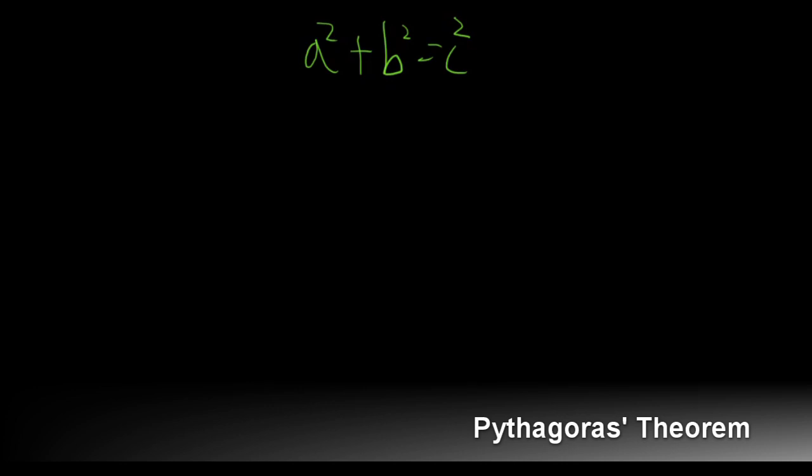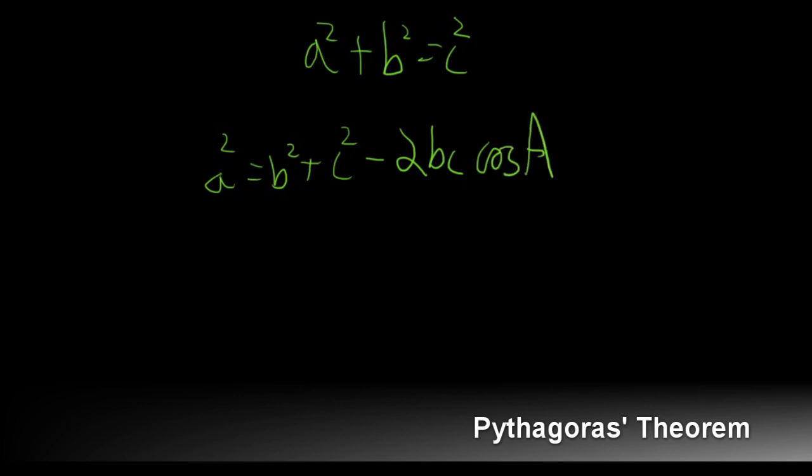For non-right-angled triangles, you have to use the cosine rule, which is a squared equals b squared plus c squared minus 2bc cos A. And you can clearly see that this is quite similar. This is basically Pythagoras' theorem, but it's been amended by adding minus 2bc cos A on the end of it.